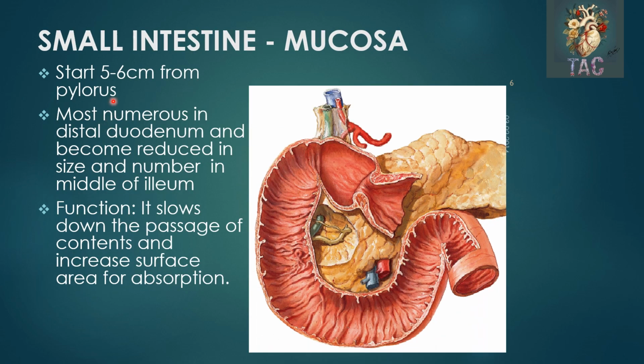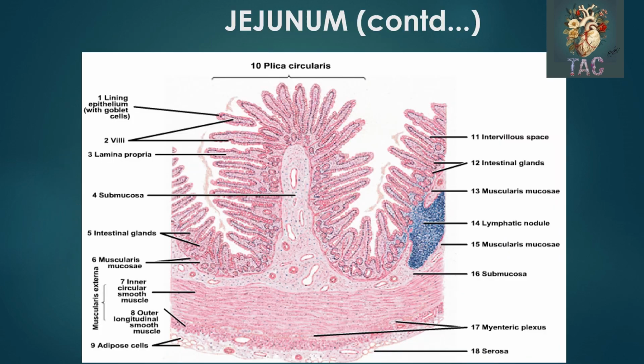They start 5 to 6 centimeters from the pylorus, are most numerous in the distal duodenum, and become reduced in size in the middle of the ileum. Their function is to slow down the passage of the contents and increase the surface area of absorption. You can see these plica circularis. They gradually decrease in number till the middle of the ileum, and their function is to slow down the passage of contents from the duodenum and other parts of the small intestine.